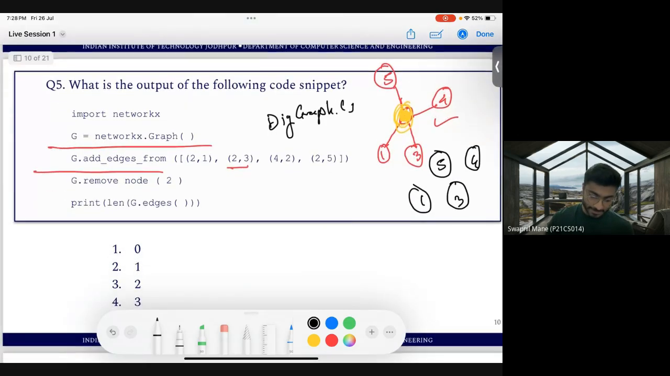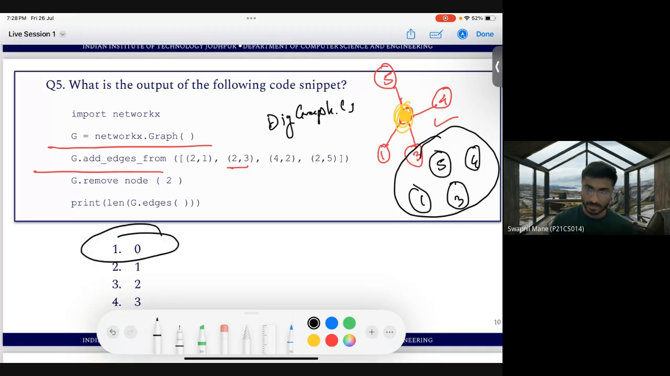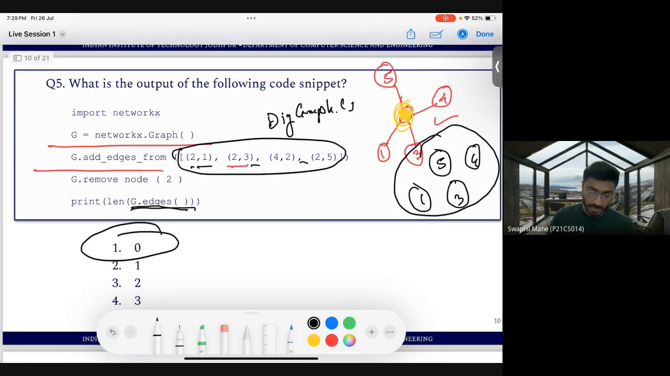So obviously, how many edges are present in the graph? You can consider this graph. How many edges are there? Zero, right? So the answer is 0 here. How did we find the number of edges? That is g.edges. From this we get a list of edges, and this list of edges we have passed to the len function. The len function counts the number of items from that list. So we get zero edges, so it prints zero.